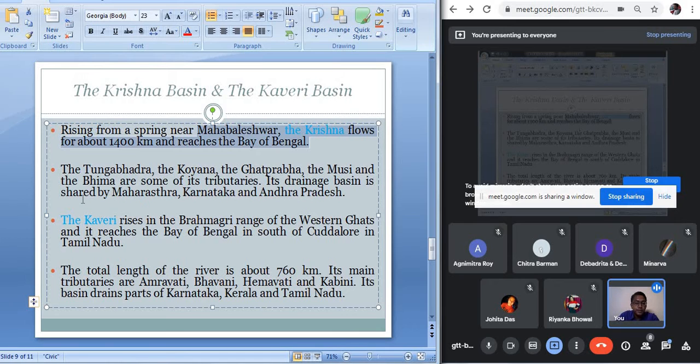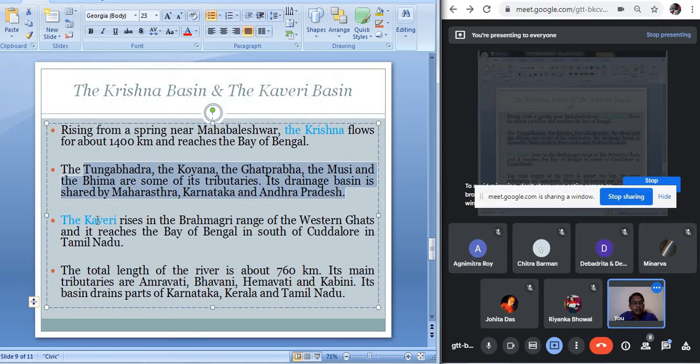Some of the important tributaries of the river Krishna are the Tungabhadra, the Koyna, the Ghatprabha, the Musi and the Bhima. It has its drainage basin in the states of Maharashtra, Karnataka and Andhra Pradesh. A dam has been constructed on the Koyna river, the Koyna dam, as well as on the river Tungabhadra, the Tungabhadra dam. The dams constructed on the Koyna and the Tungabhadra help in irrigation and electricity generation.